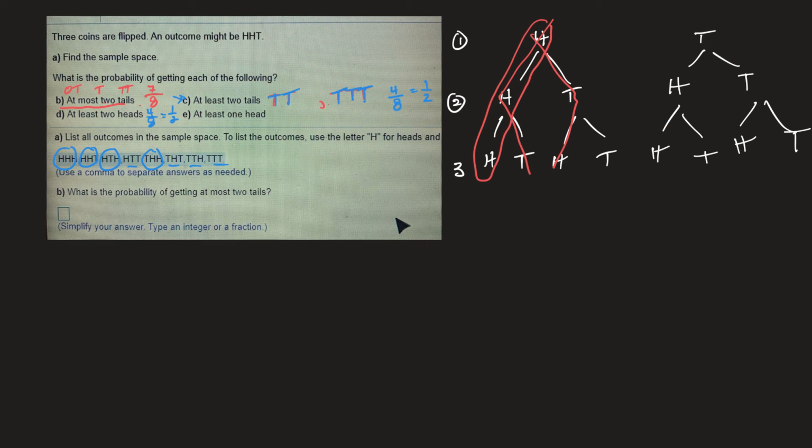The next question says, well, what's the probability you get at least one head? So at least one head. Well, here's one that has at least one head. At least one, at least one, at least one, at least one, at least one, at least one. No, there's no heads there. So the probability of getting at least one head would be 7 out of 8. Okay, hopefully that helps you with those questions.